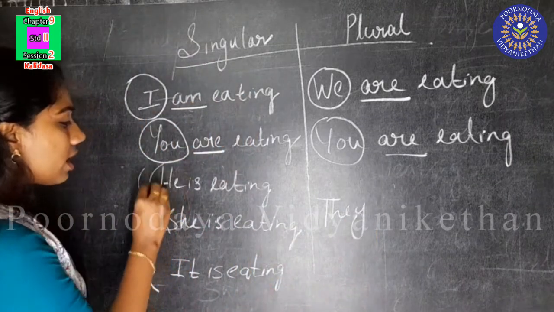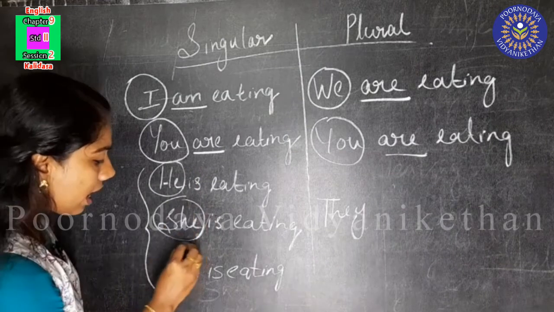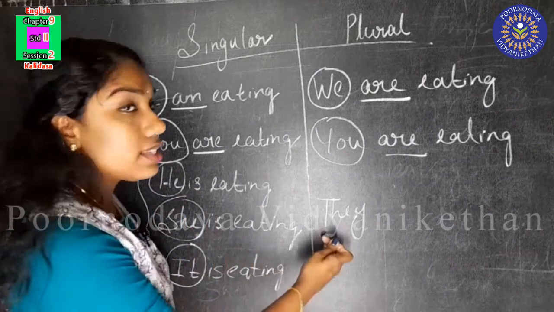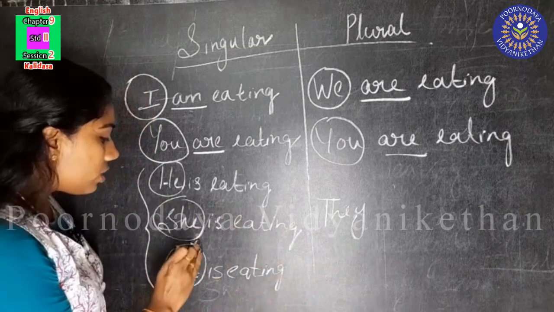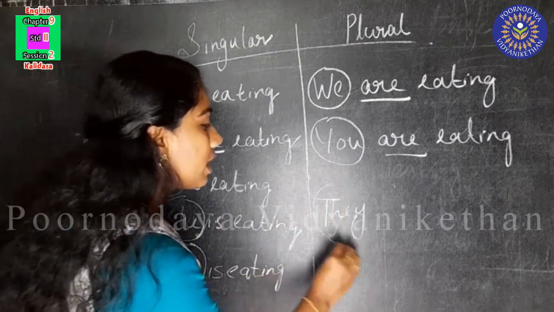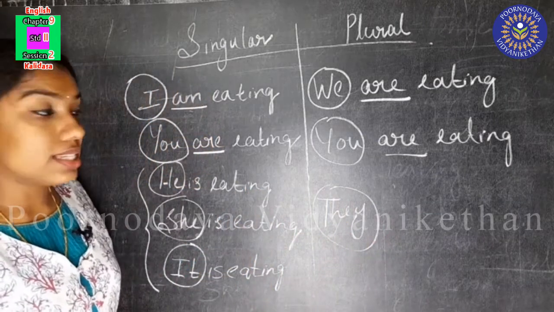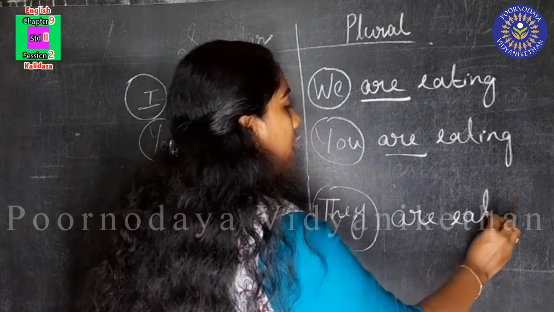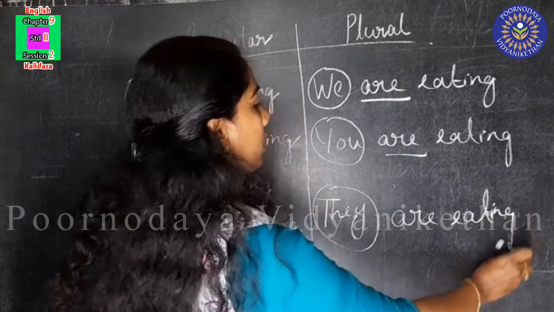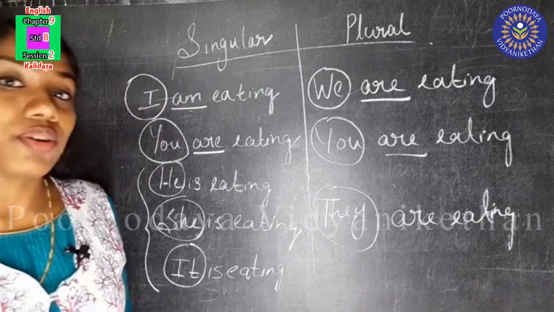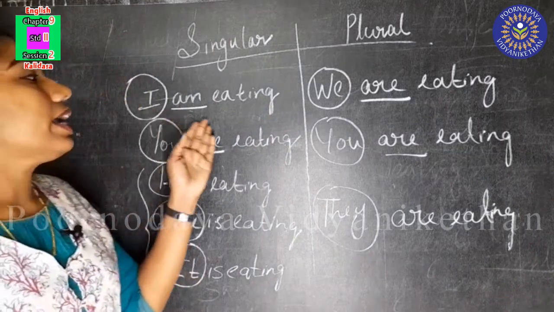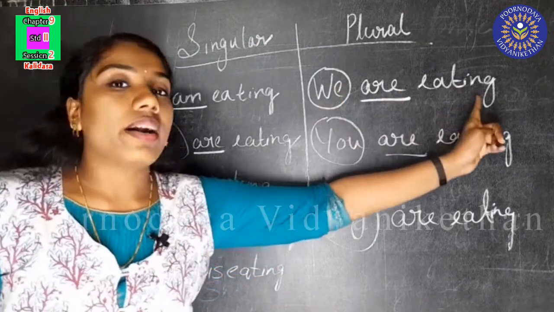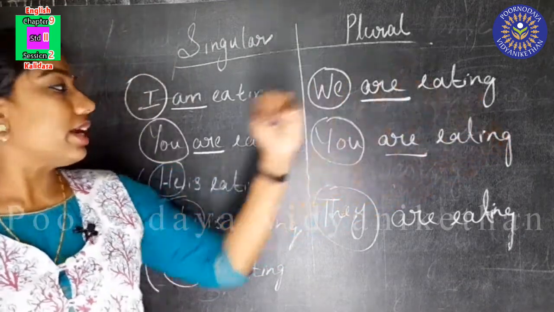Look here, children. He, she and it are in singular form, and when we change it into plural form, he, she and it will become they. Did you understand, children? They are eating. Now, we'll read it once again. You have to repeat after me. I am eating. We are eating.